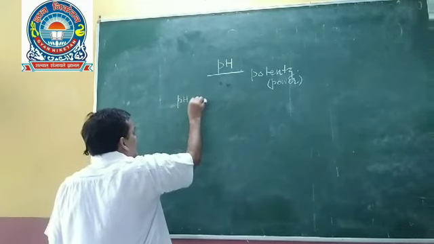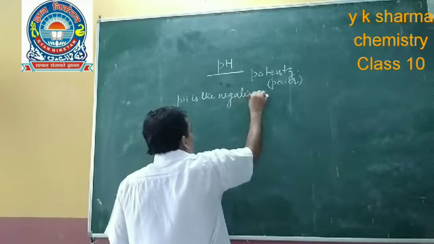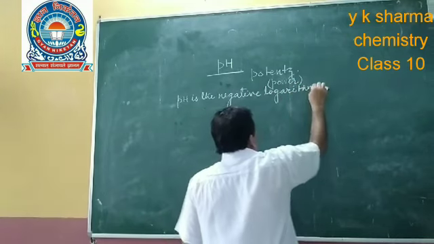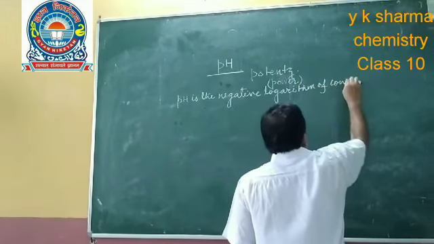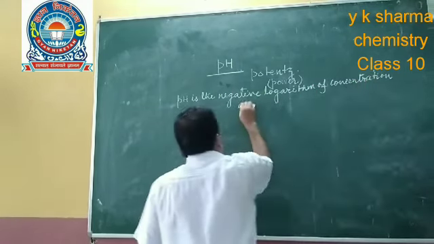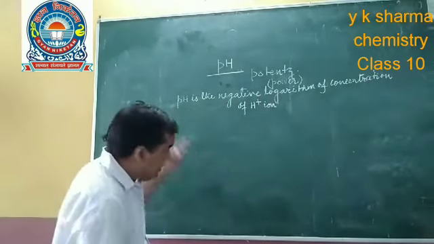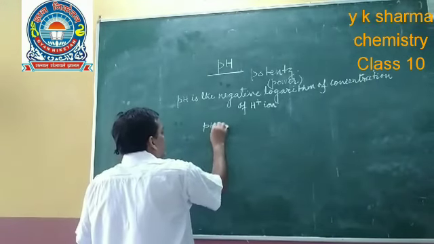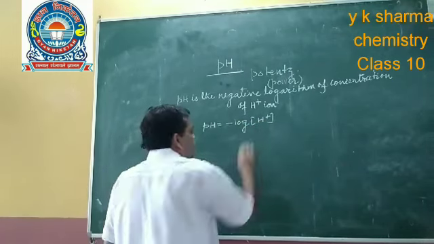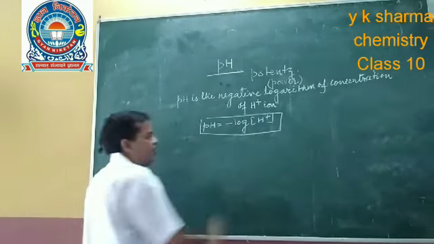pH is the negative logarithm of concentration of H plus ion. Okay? Mathematically, you can write pH is equal to minus log H plus concentration. This is the mathematical form of pH.